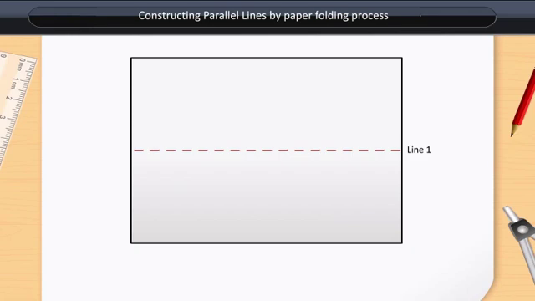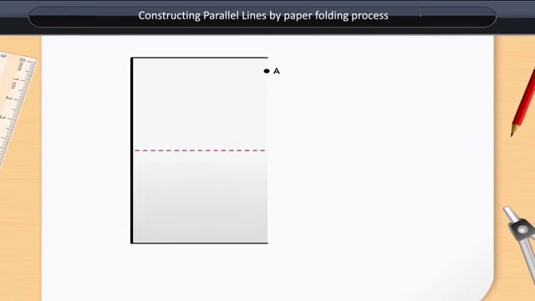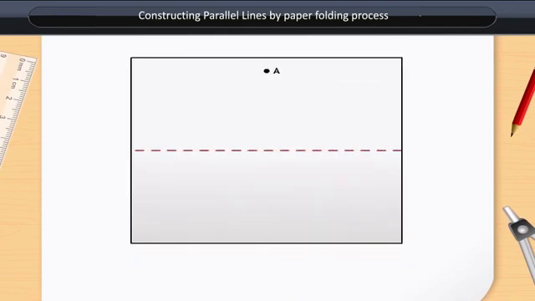Now, we take a point outside this line and name it P. This is the point through which we will draw another line parallel to line 1. We draw a perpendicular passing through this point P on given line 1. Suppose this is line 2.